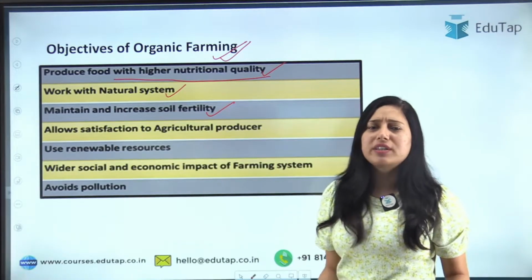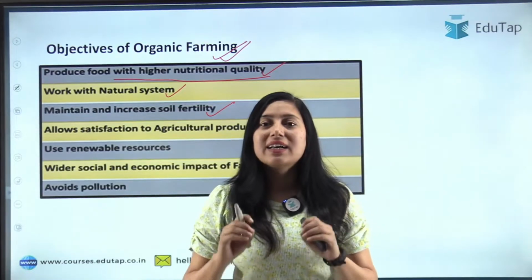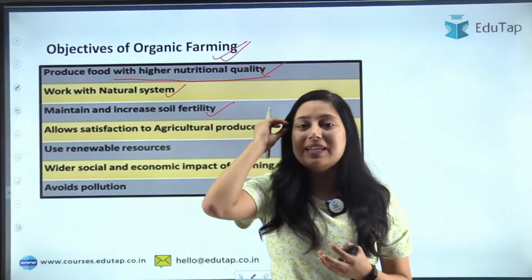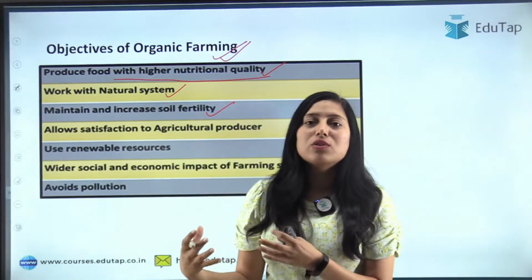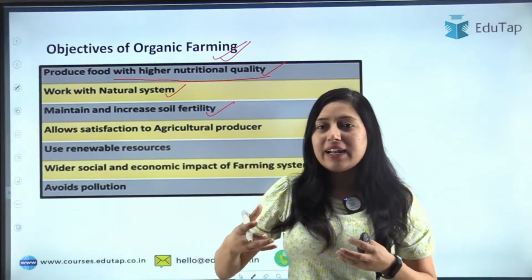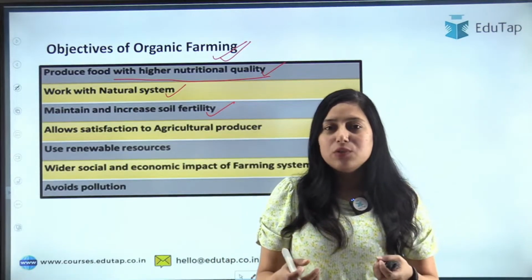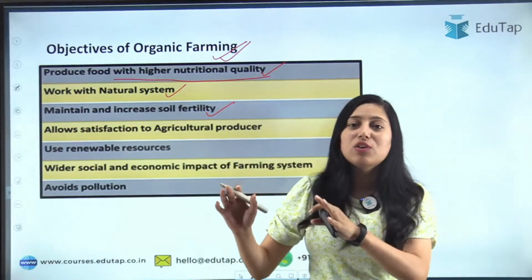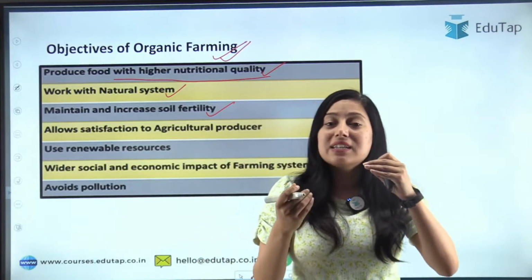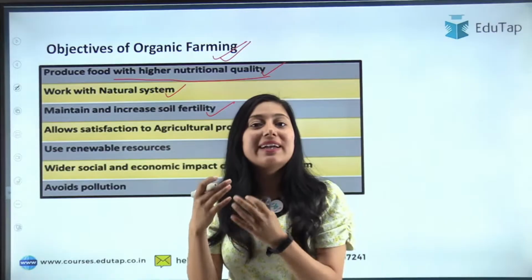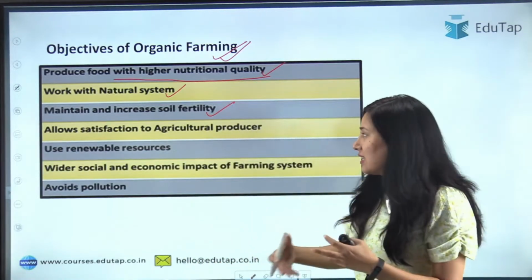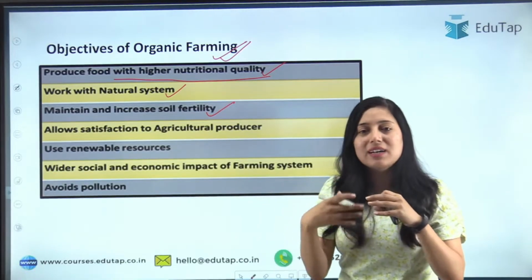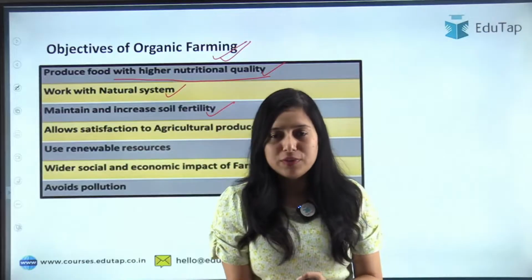Okay, next is maintain and increase soil fertility. Again, soil is a very important resource. We need to make sure that soil is fertile. With continuous use of fertilizers and pesticides, what is happening? Soil quality is also getting degraded. It's not that the more fertilizer or pesticide we use, our production will keep increasing. If you remember the law of diminishing returns, what happens there? A level comes, and then we start getting returns at a decreasing rate. That is the thing due to which soil fertility gets reduced due to excessive use of fertilizer.